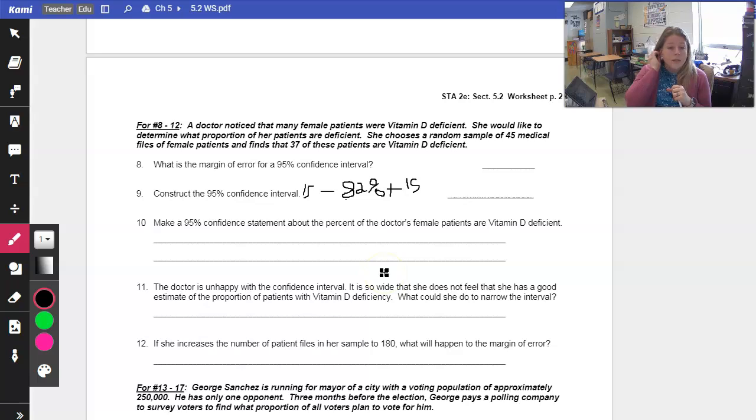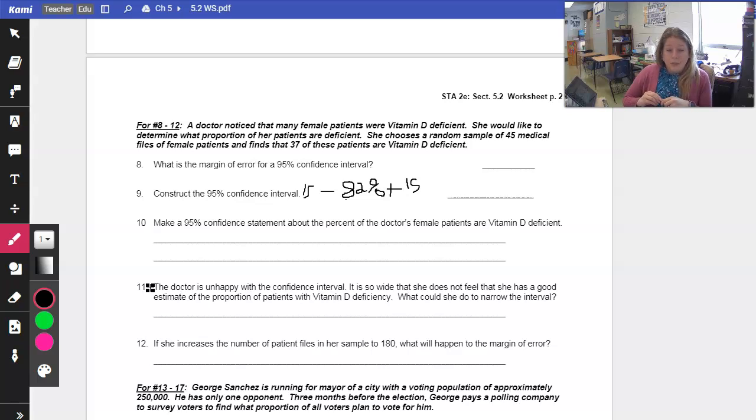For 11, the doctor is unhappy with this confidence interval. It's so wide. It is 30 points. But she does not feel like she has a good estimate. What can she do to narrow that interval? Well, confidence interval is determined by margin of error. Margin of error is determined by sample size. So if you want a smaller margin of error, you need a larger sample size. So she needs to increase her sample size.